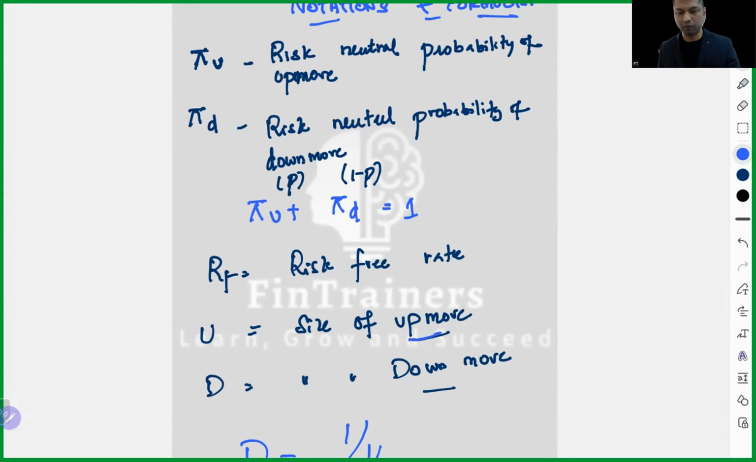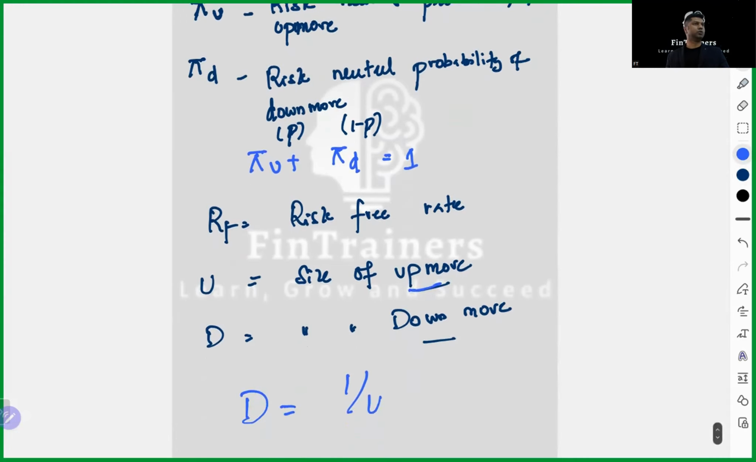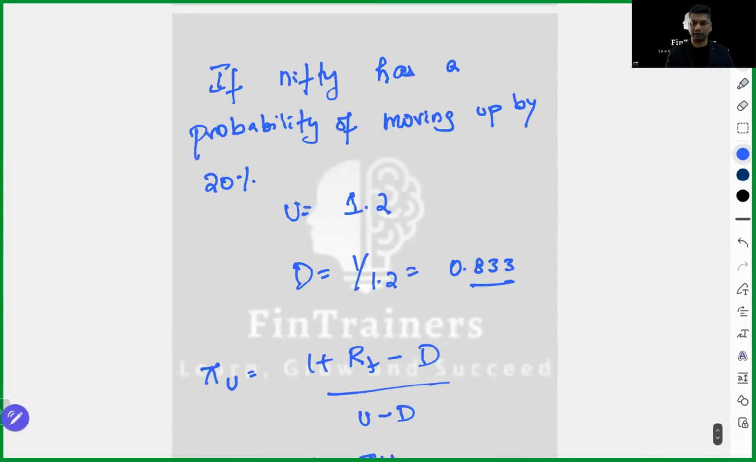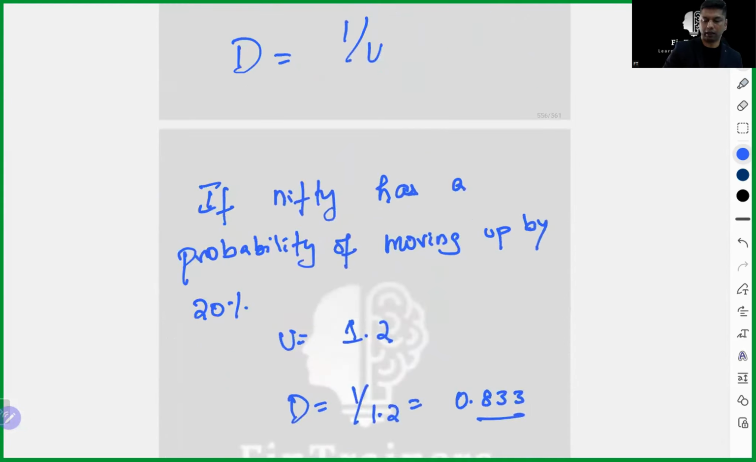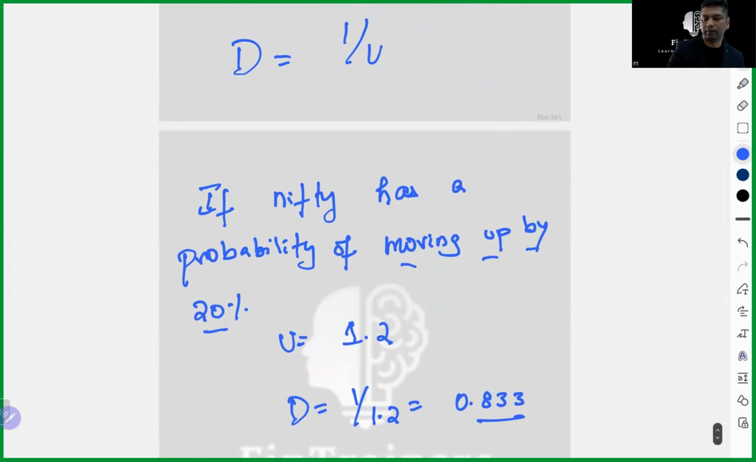So if they have given you an up move, then the down move will be 1 by u. In your calculator, just put the value and press 1 by x. That's all you have to do. No other formula required. If Nifty has a probability of moving up by 20%, then your U is going to be 1.2, and your D will be 1 by U, which is 0.833.